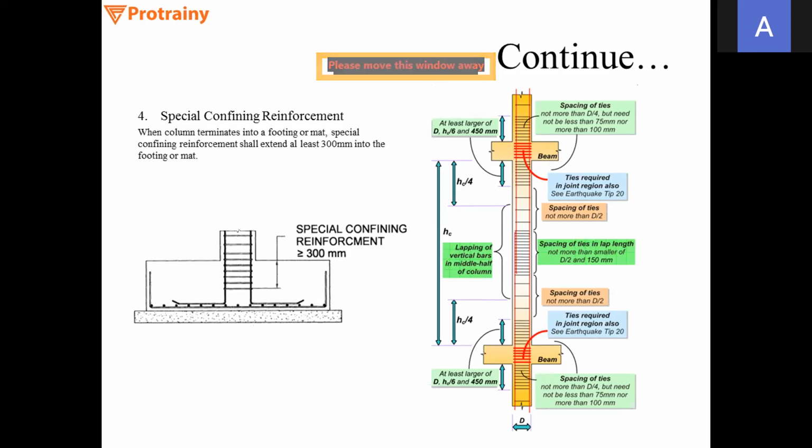On the left-hand side, you can see the column reinforcement embedded within the footing. That shall be extended at least 300 mm into the footing or the mat.